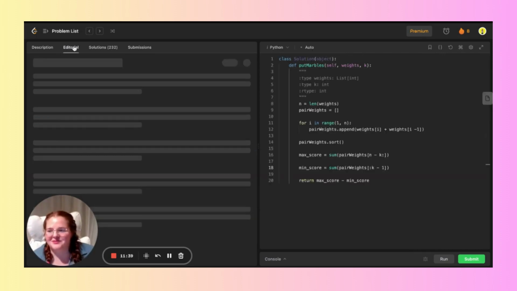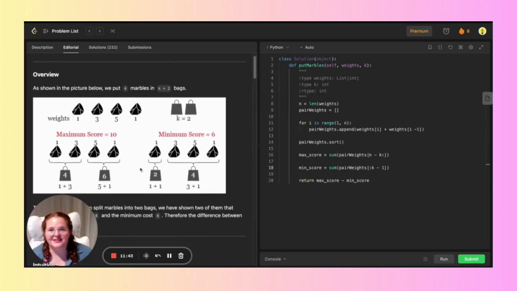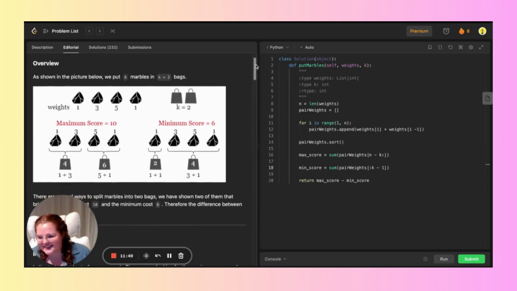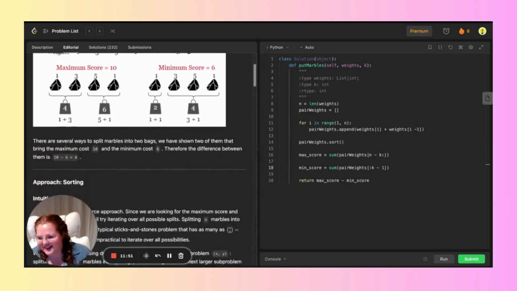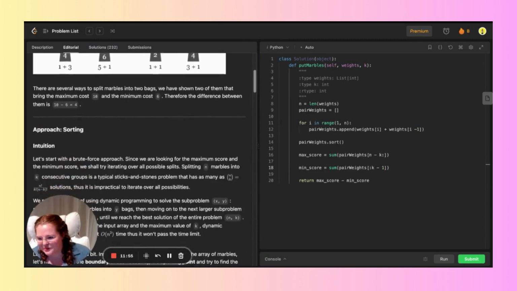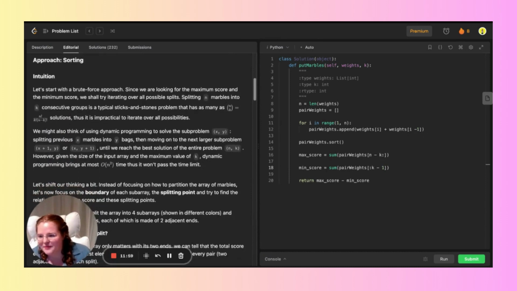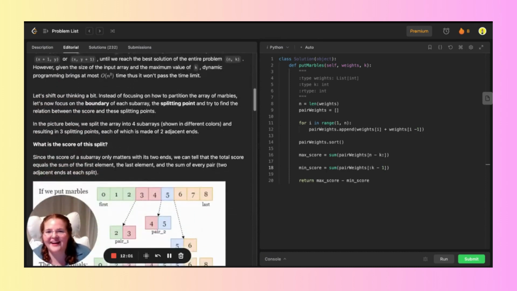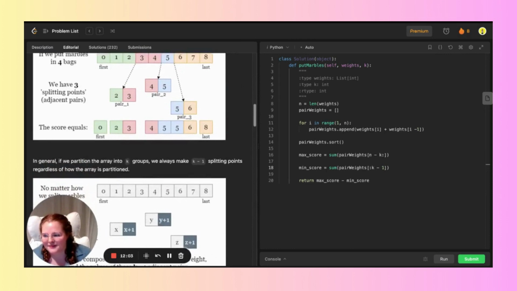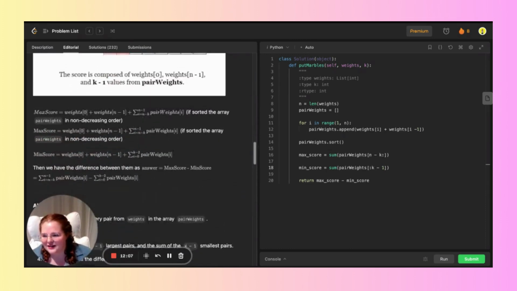Let's look at this editorial. Oh, I should have looked at the editorial. What? Approach: sorting. Let's start with a brute force approach. I don't even know what to say right now. Okay, I'll let y'all read the editorial on your own time.